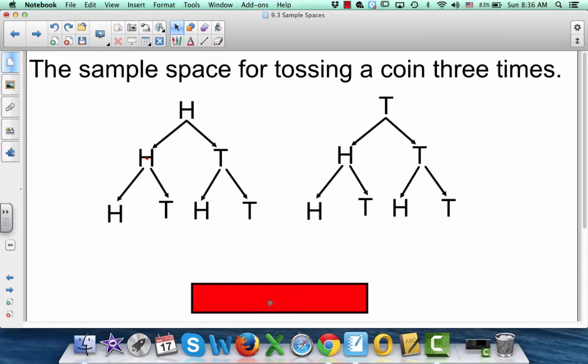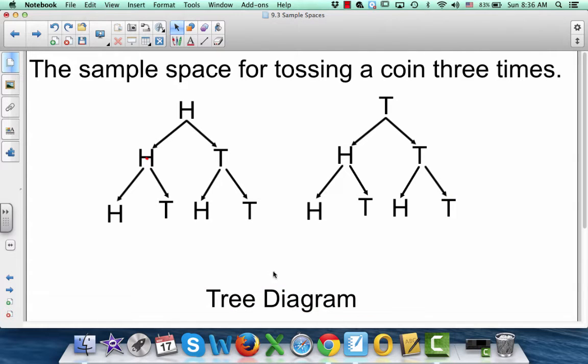What we've just done is called making a tree diagram. It's called a tree diagram because these are like branches on a tree. Knowing how to do a tree diagram is essential to being able to come up with sample spaces.